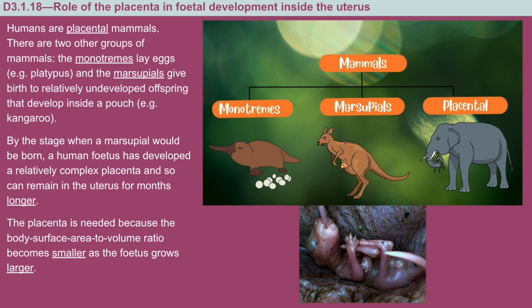Now, humans are placental mammals. Okay, there are two other groups. There are monotremes, which lay eggs, like a platypus, and there are marsupials, which give birth to relatively undeveloped offspring that develop inside a pouch, like a kangaroo, as seen here. Now, by the stage that a marsupial would be born, a human fetus has developed a relatively complex placenta, so it's able to remain in the uterus for months longer. The placenta is needed because the body's surface area to volume ratio becomes smaller as the fetus grows larger.